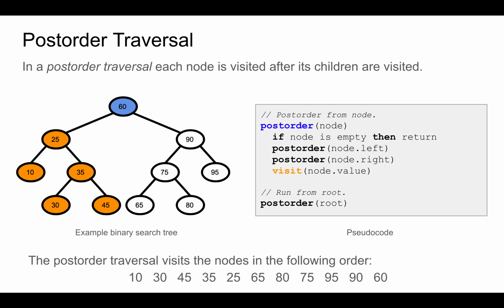And now we're going to pass through 60 because we haven't yet visited all of its children. And so we can now pass through 75. We haven't visited all of its children. We're going to now visit 65, and then we would pass through 75 again, visit 80, then we can visit 75, and so on. So this is the order that the nodes would be traversed using Postorder Traversal.